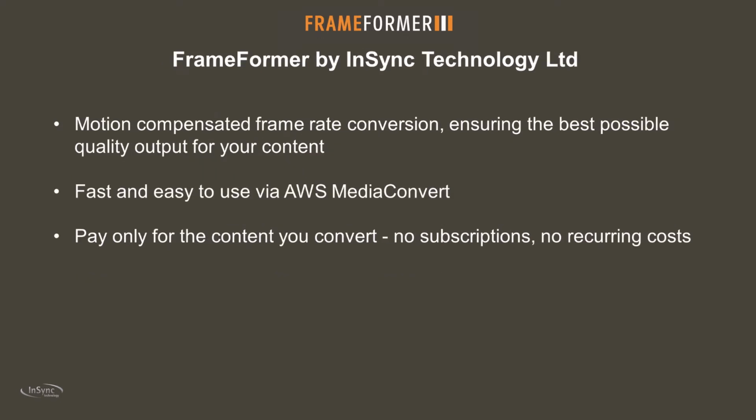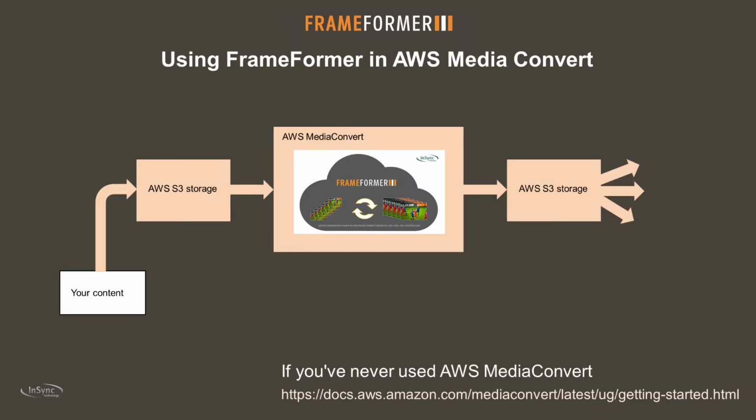There are many reasons why you want to use FrameFormer from InSync Technology within AWS MediaConvert for your frame rate conversion projects. FrameFormer provides motion compensated frame rate conversion, so that means you'll get the best possible quality whatever your content. FrameFormer is very fast and easy to use via AWS MediaConvert, and you only pay for the content you convert. There are no subscriptions, there are no ongoing costs. You just pay for the clip that you convert.